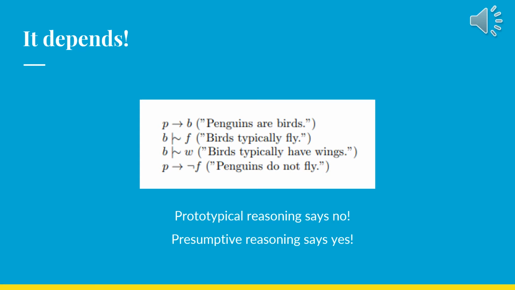Presumptive reasoning would say yes, because penguins are birds, birds typically have wings, and we haven't been told any information to the contrary. Prototypical reasoning, on the other hand, would say, well, yes, a penguin is a bird, but it doesn't fly, so it's not a typical bird. So we assume that any statement made regarding typical birds does not apply to penguins. So no, penguins won't typically have wings.